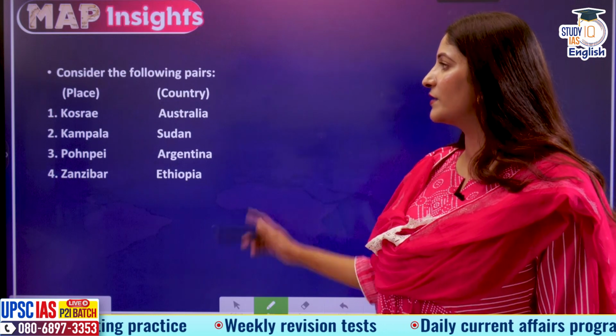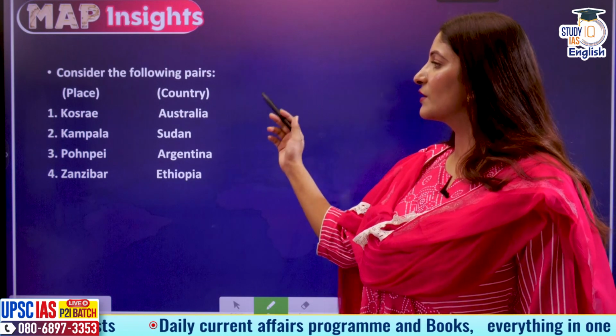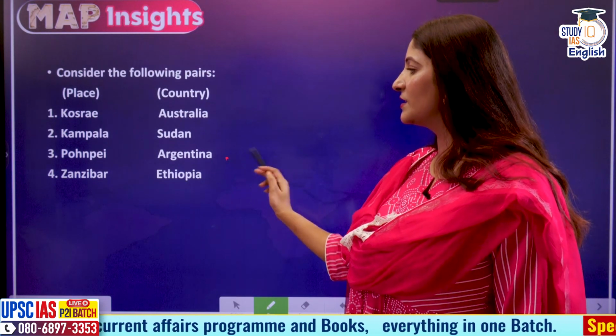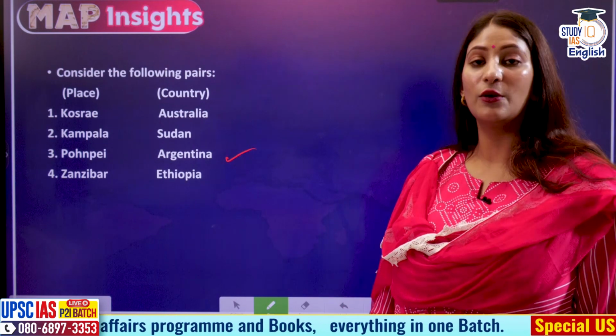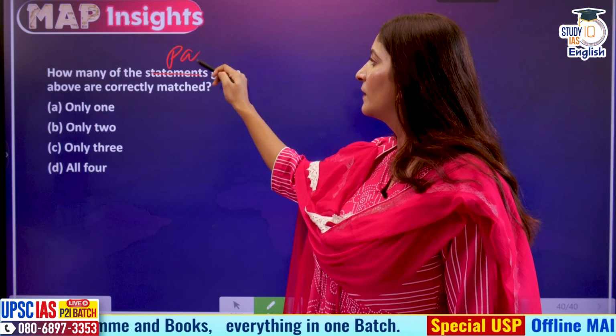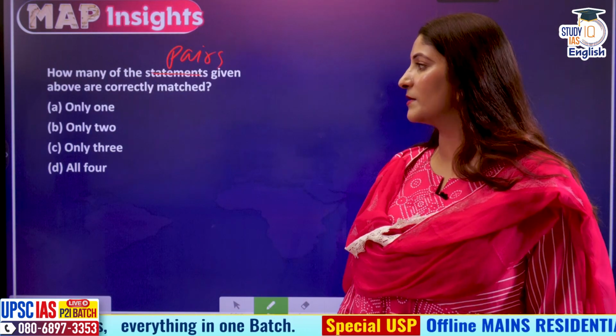Now this is a question for you to solve so that you can answer it in the comment section. I'm sorry, today I won't be able to announce the names of those students who have answered it correctly because of the lack of time that I have in my hands. So Kosovo, Australia, Kampala, Sudan, Pohnpei, Argentina, and Zanzibar, Ethiopia. We have to see how many of the pairs given above is or are correctly matched. You have to tell me in the comment section.